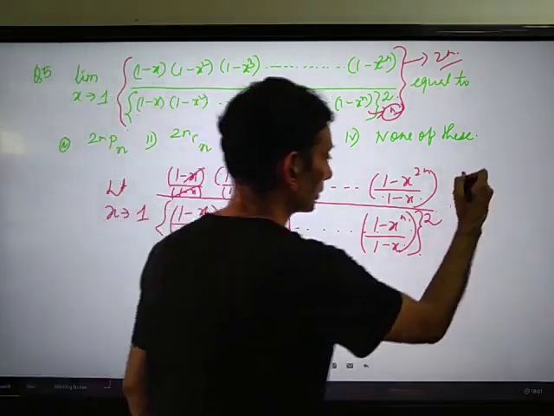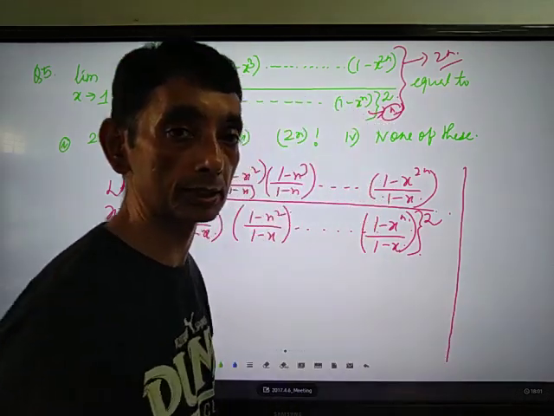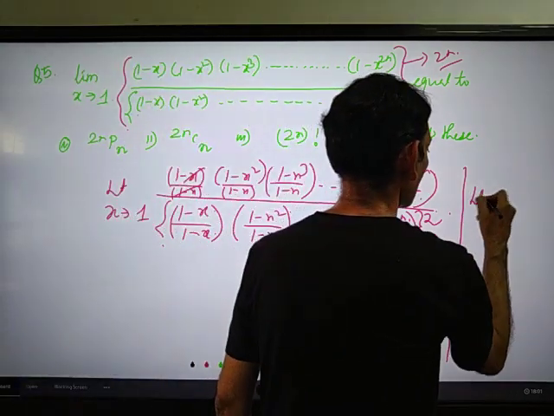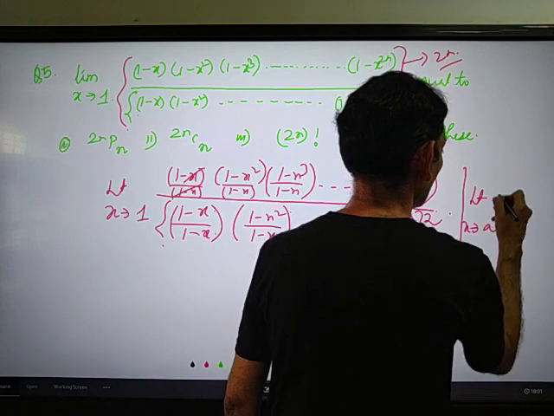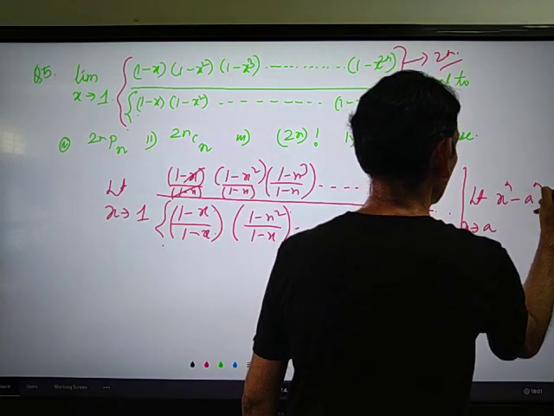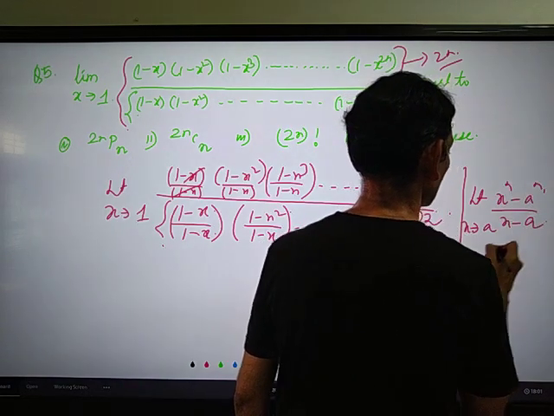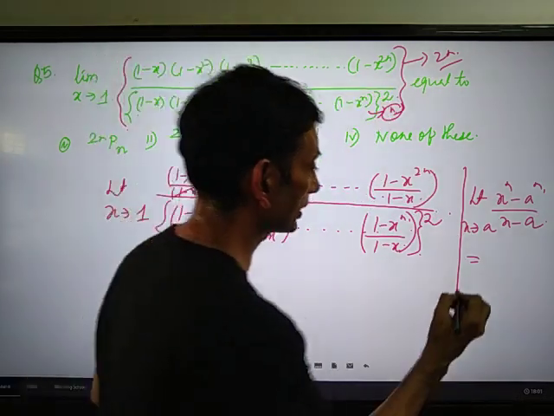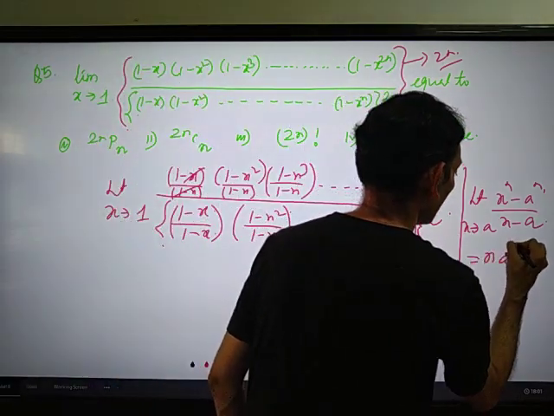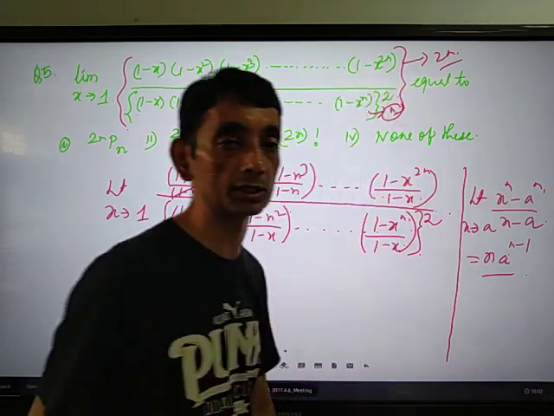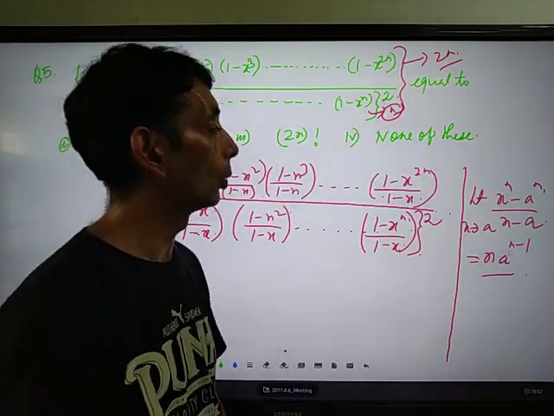For that, we are going to use an important theorem. That is, limit x tends to a, x to the power n minus a to the power n divided by x minus a. We're just going to use this theorem. This is equal to n a to the power n minus 1. We know this important theorem, n a to the power n minus 1.